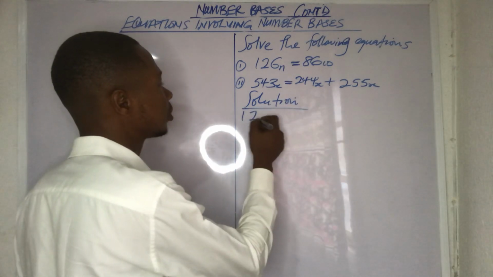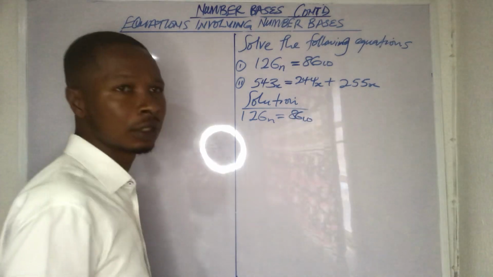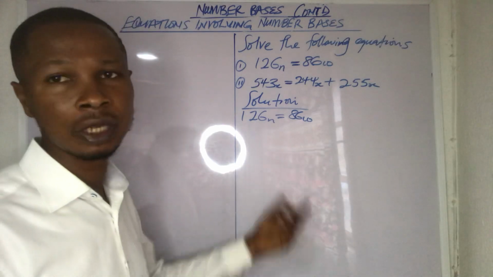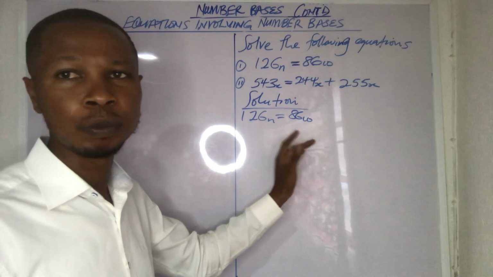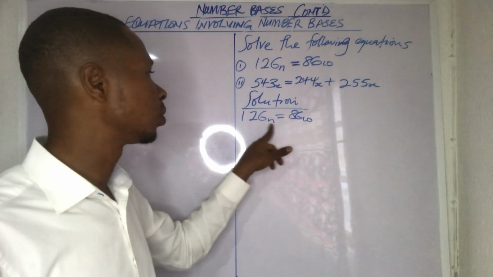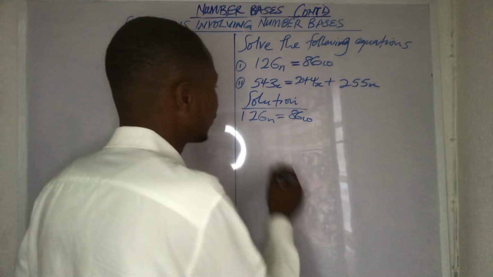We have 126 base n is equal to 86 base 10. The first thing that I need to do in this case is to take the two numbers to base 10, the left hand side and the right hand side. But this right hand side is already in base 10, so we need to only convert this left hand side to base 10.